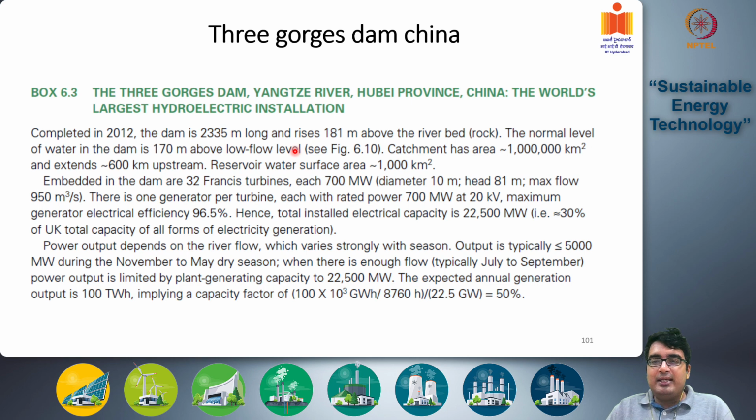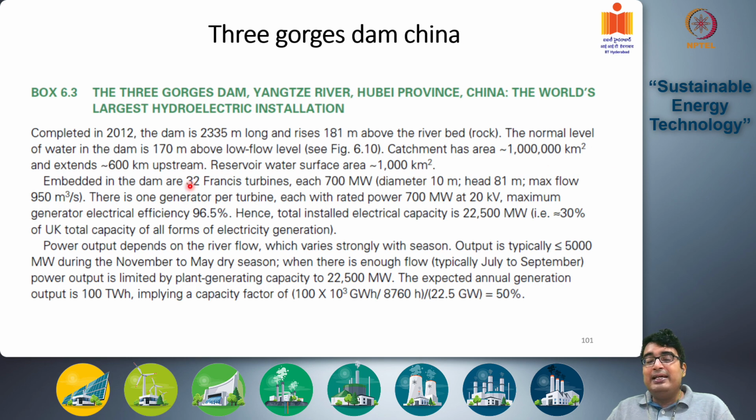The catchment area is around 1 million square kilometers. This is the total area from which the river of this dam is collecting water, and it extends 600 kilometers upstream, and the total surface area of the reservoir is 1000 square kilometers. So you can understand the sheer size of the reservoir that has been created for the purpose of this hydroelectric power plant.